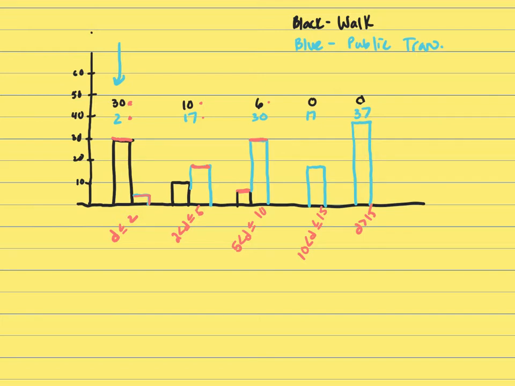There were no walkers up here, but I've estimated 17 public transportation and 37. Now, if you'd said 16 or 18, you're still going to be okay. I used the same numbers that were in the solution just so I wouldn't confuse you, okay?